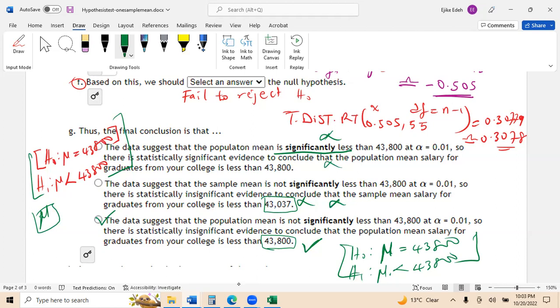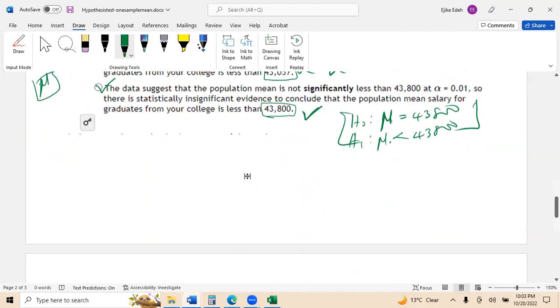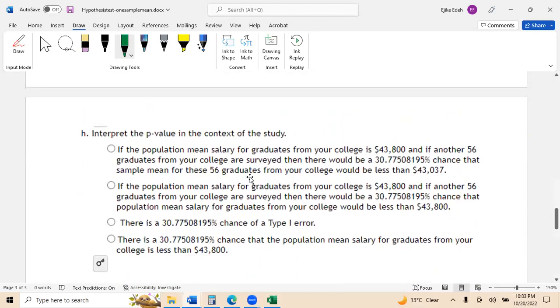Okay, so we have more questions here. I think looking at the definition of p-value, and I'm going to include that definition on the slide as we stated in class. So over here, let's look at this. It says interpret the p-value in the context of this study. Remember the p-value is 0.3078, something like that. Yeah, let's confirm that.